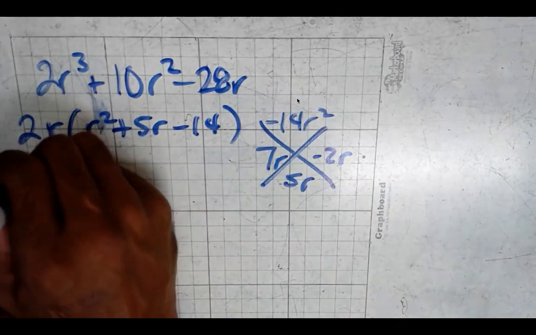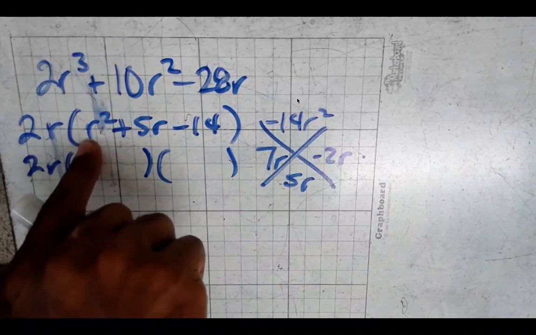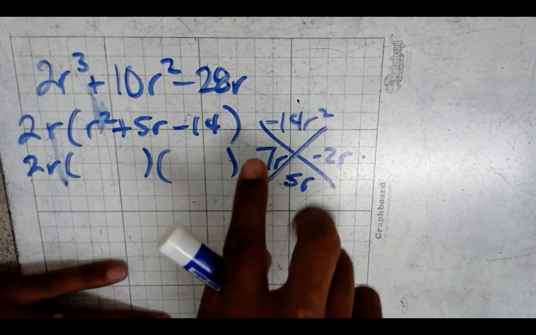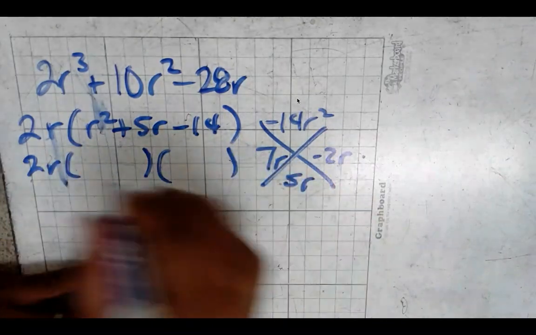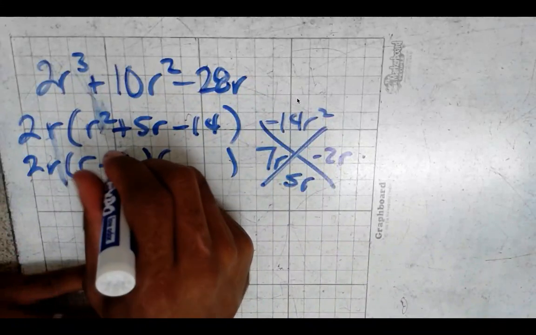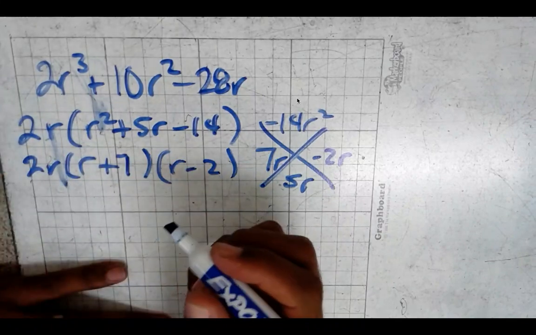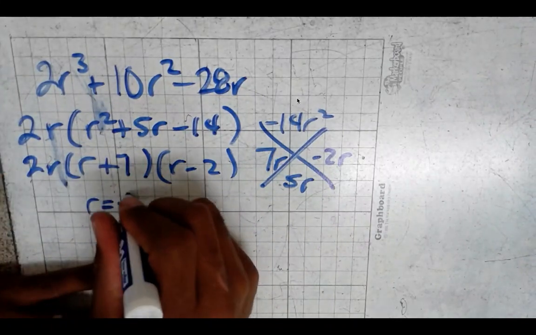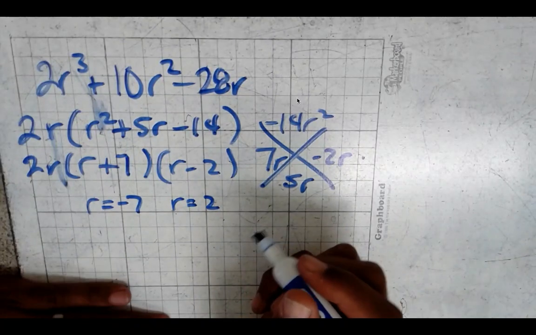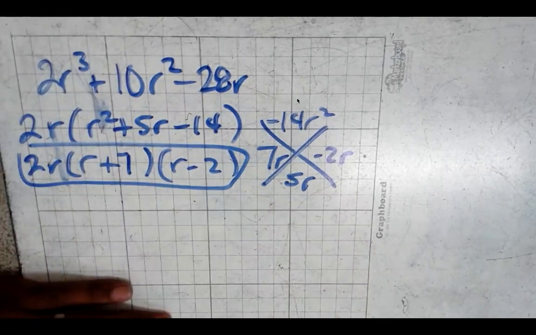So now I can factor this out one more step. Remember that if it's just 1 in front of your squared term, I don't need to do the box. I can go straight from here to the factors. So it's r plus 7 and then r minus 2. I'm not going to write r equals negative 7, r equals 2, because it didn't ask me to solve it. It just asked me to factor it. So that's my answer, and I'm done.